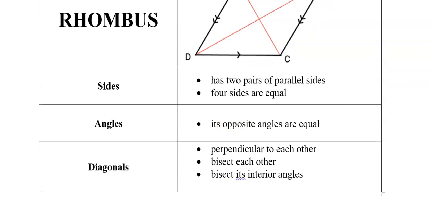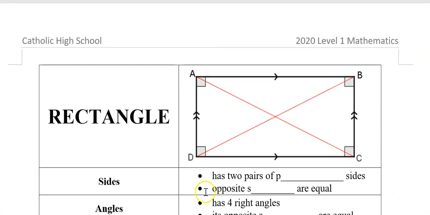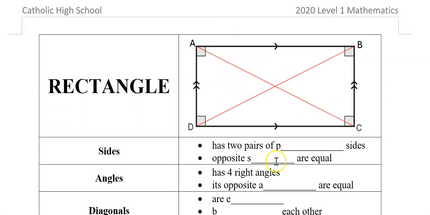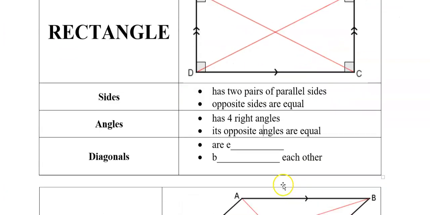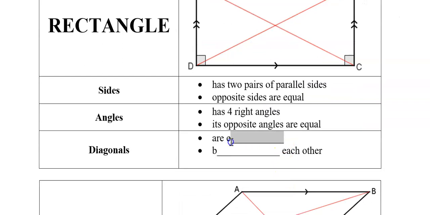Moving on to the next figure, something that we are also quite familiar with, rectangles. For rectangles, the sides have two pairs of parallel sides. Opposite sides are equal. Angles: four right angles. Its opposite angles are equal. Diagonals are equal. And the diagonals also bisect each other.